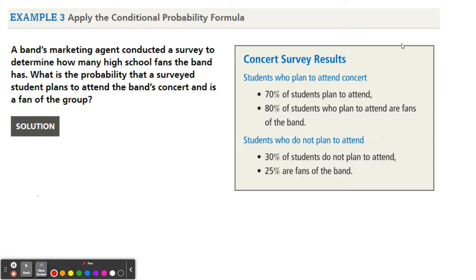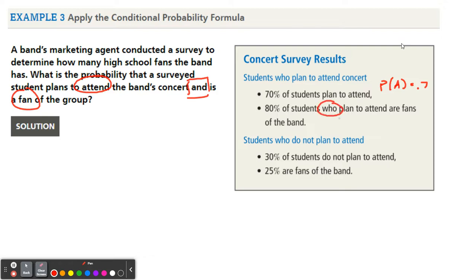It says a band's marketing agent conducts a survey to determine how many high school fans the band has. What is the probability that a surveyed student plans to attend the band's concert and is a fan of the group? So we want to figure out if they're going to attend and are a fan. If you look at the results, 70% of students plan to attend. So that's the probability of attending, 0.7.